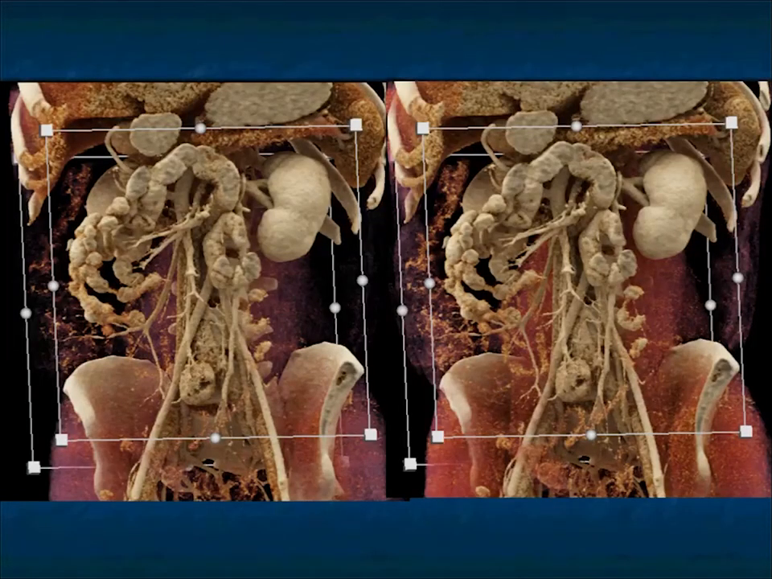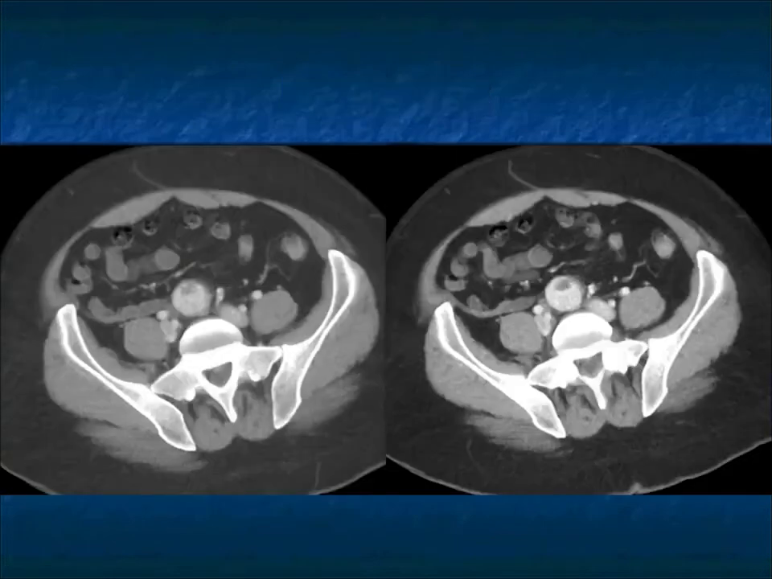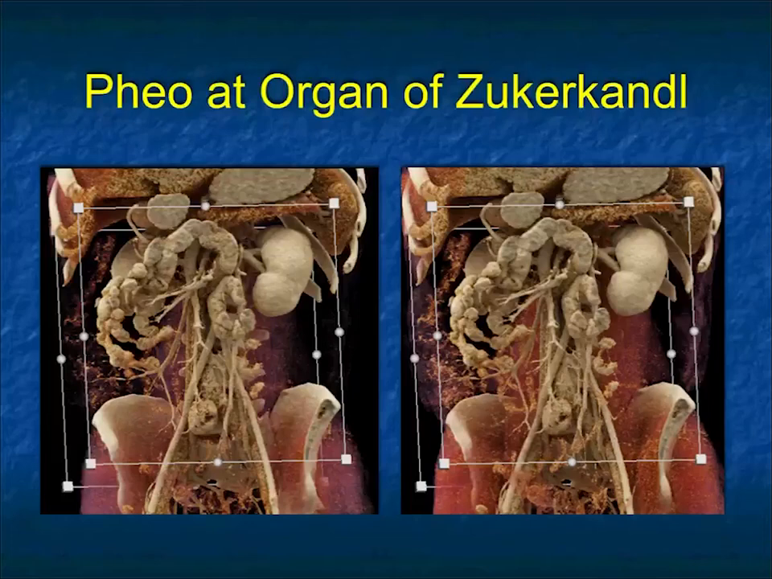Here it is on cinematic, very nicely shown. What are we dealing with? We're dealing with a pheochromocytoma. Classic pheochromocytoma at the level of the organ of Zuckerkandl, where the bifurcation is.